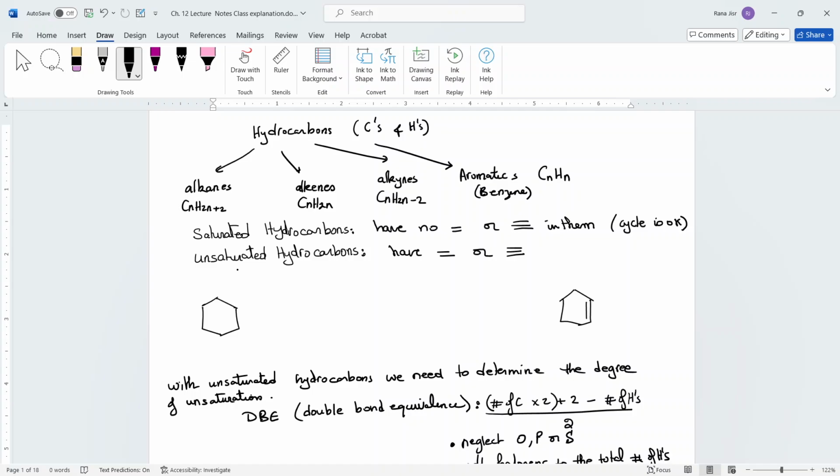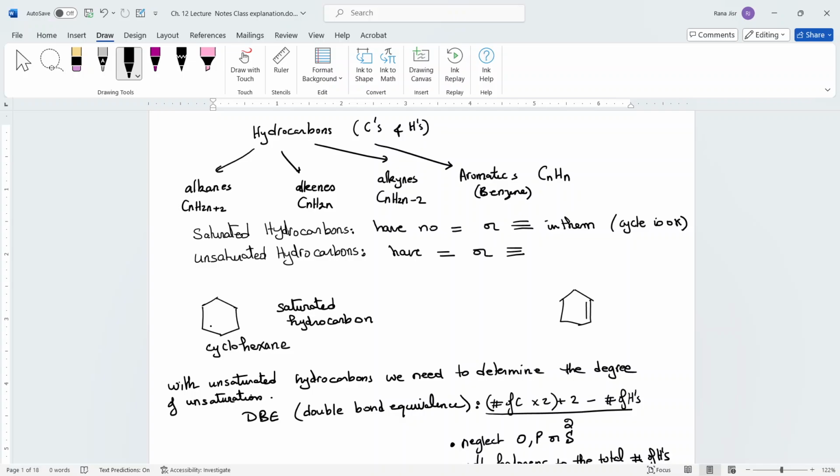So if I have, for example, a cyclohexane, this is a regular cyclic alkane. A cycle is okay. There is no double bond in it. There is no triple bond in it. So I'm just going to call it a saturated hydrocarbon.